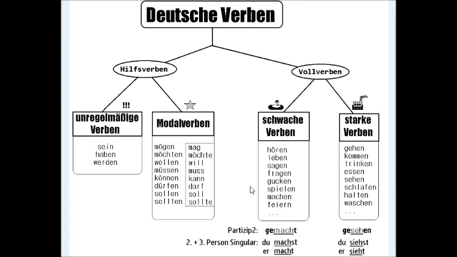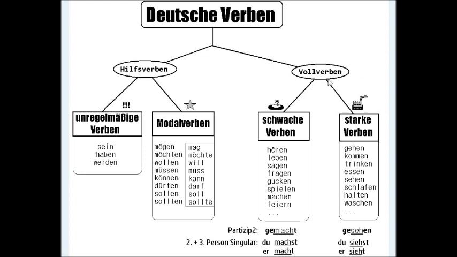For example, können: ich kann, du kannst, er kann, wir können, ihr könnt, sie können. Okay then, let's look at the main verbs.